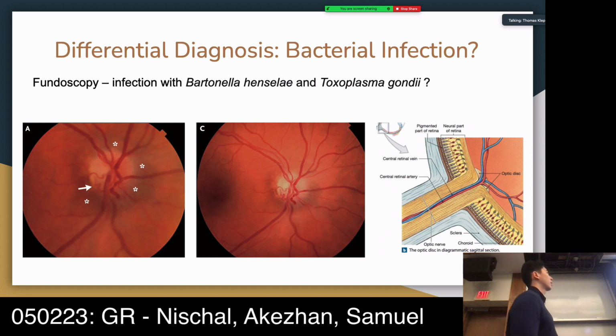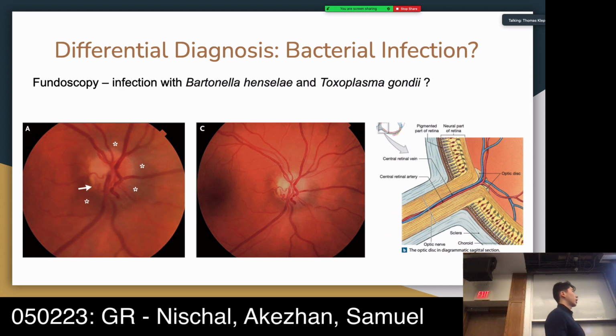And then we performed fundoscopy 8 weeks after the first one, and it revealed increased pallor of the optic disc, decreased swelling, as well as a greater prominence of the abnormal vessel. And these three are consistent with what are called optociliary shunt vessels, which are themselves associated with optic sheath meningioma, a type of cancer that grows on the sheath of the optic nerve.